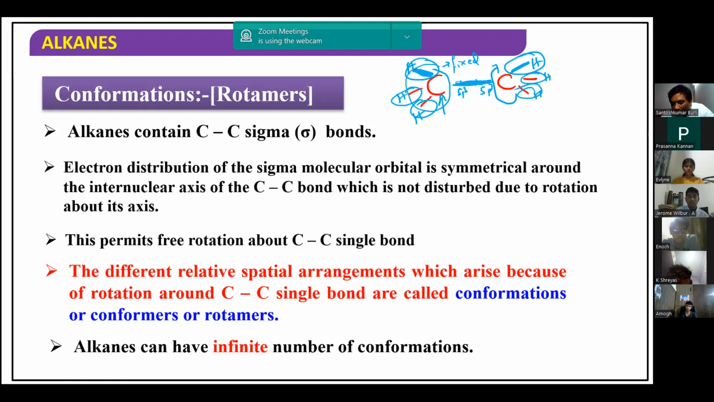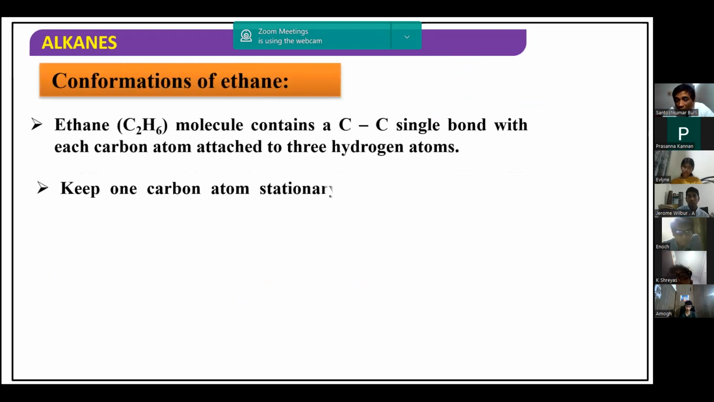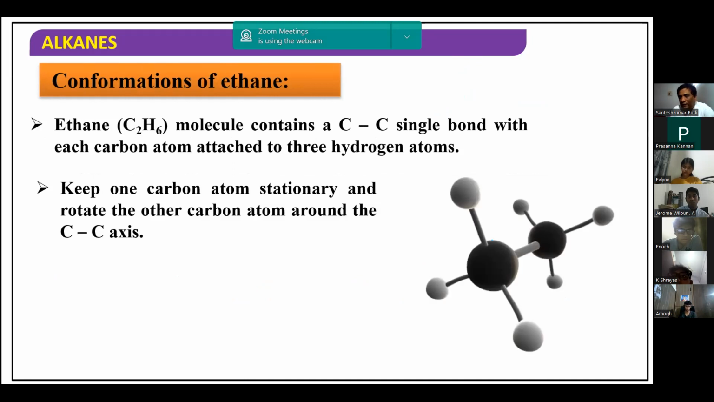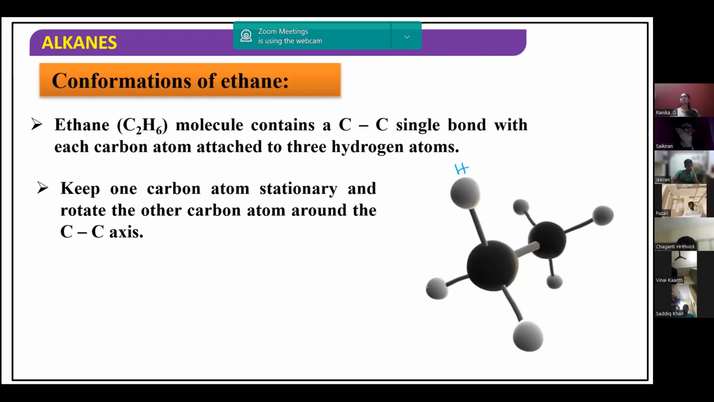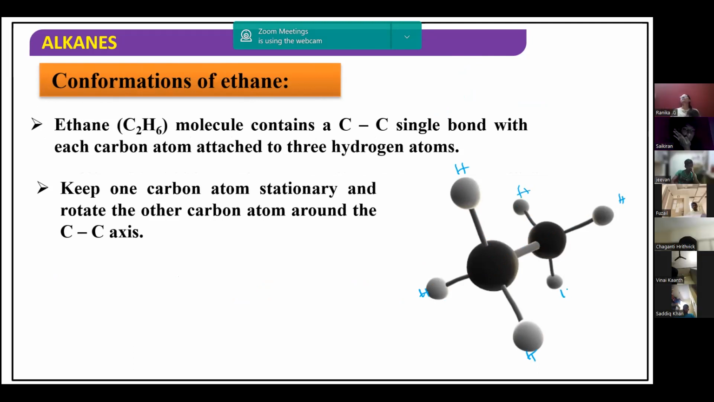So we can rotate the carbon atom through 360 degrees. We can maintain small angles, 0.1, 0.2, like that, and find n number of such conformations. Such conformations of ethane we are going to learn here. So let us take this one. In this particular example, I hope you are observing this 3-dimensional structure of ethane. Let us assume this is hydrogen, and this is also hydrogen, this also is hydrogen, hydrogen, and hydrogen.